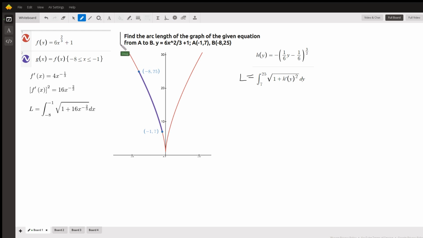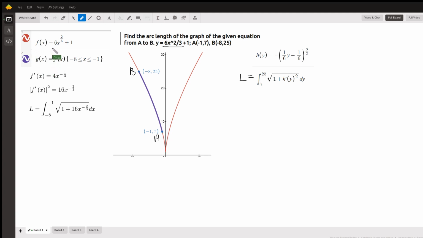So we're supposed to find the arc length of the graph of the given equation, which is 6x to the 2/3 plus 1, from the point A, which is this point right here, to B, which is this point right here, and we want to find the length of that arc.